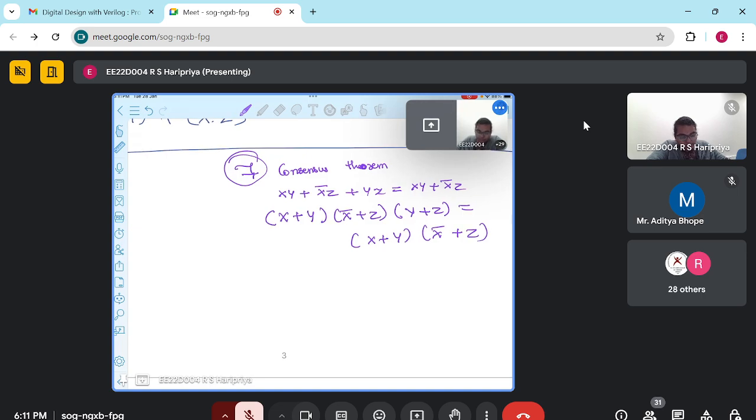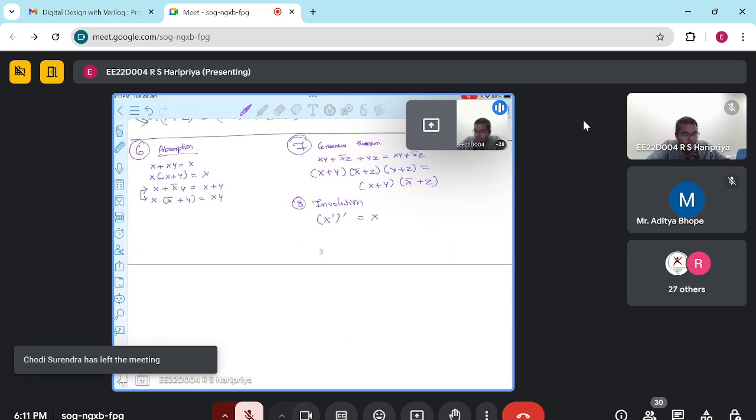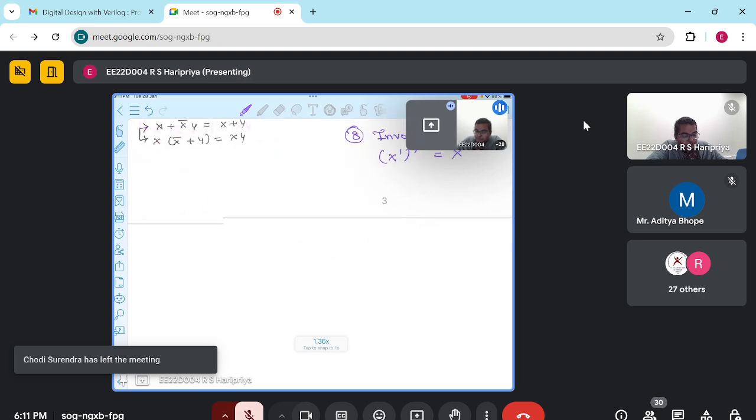And the next principle or theorem is involution, that is, the complement of the complement will be the same variable. With this, next we will go to De Morgan's theorem.